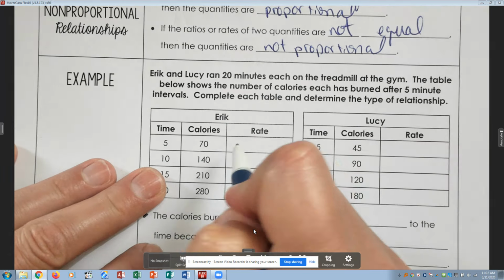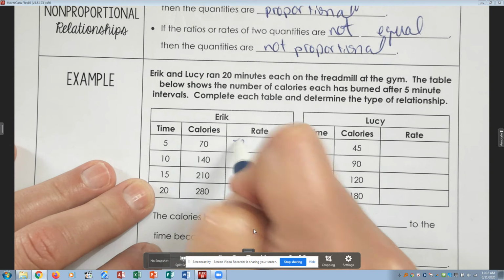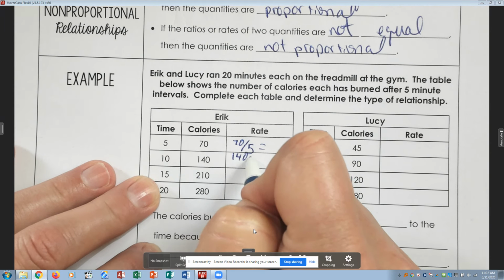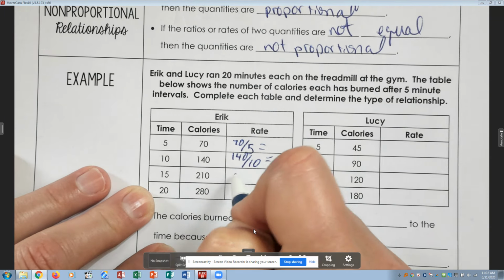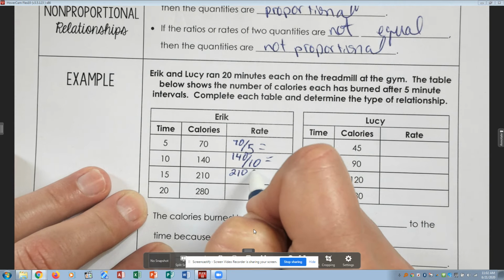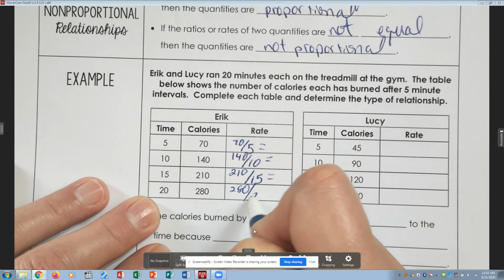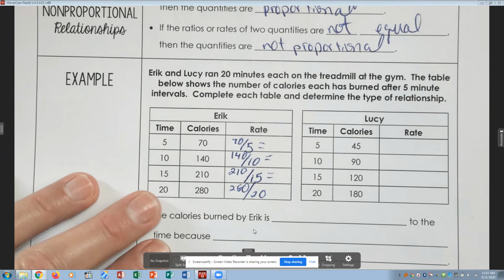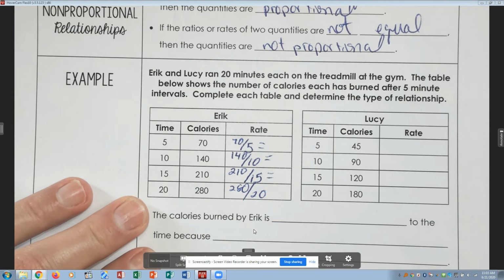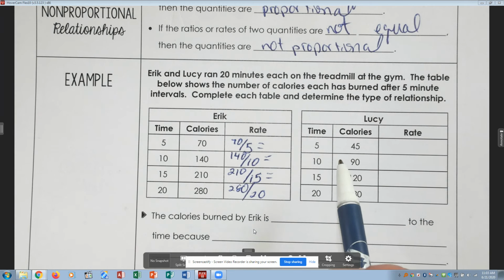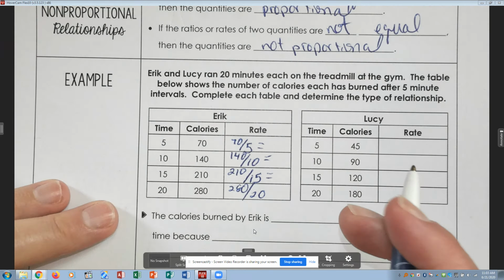So I know that Eric burned 70 calories in 5 minutes. He burned 140 calories in 10 minutes. He burned 210 calories in 15 minutes, and he burned 280 calories in 20 minutes. It's really hard to compare apples to apples here because we have different time intervals. But what if we change these all into a unit rate or a simplified fraction so that we can figure out if it's proportional or not?